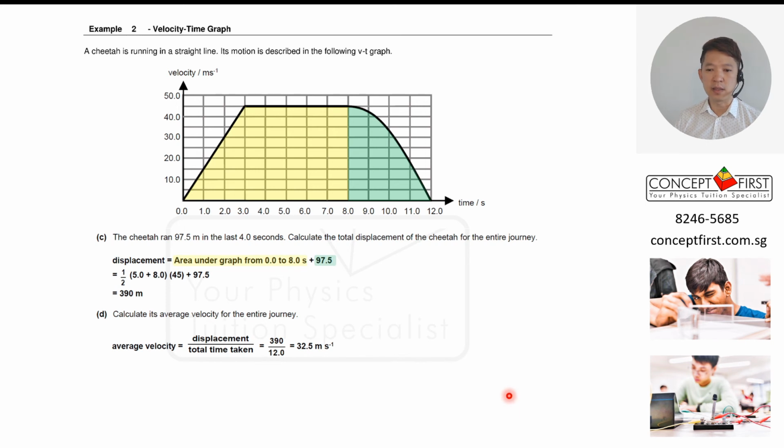Part C. The cheetah covered a certain distance, ran this amount in the last 4 seconds, which I mark out as this green area, that is 97.5. Calculate the total displacement of the cheetah for the entire journey. So we need to find the total area, we need to find the yellow area and add it to the green. So the displacement will be the area under the graph from 0 to 8, which is a trapezium right here. Add to the 97.5, we got this amount. That is the total displacement. To get the average velocity, take this total displacement, divide by the total time. That gave us the average velocity.